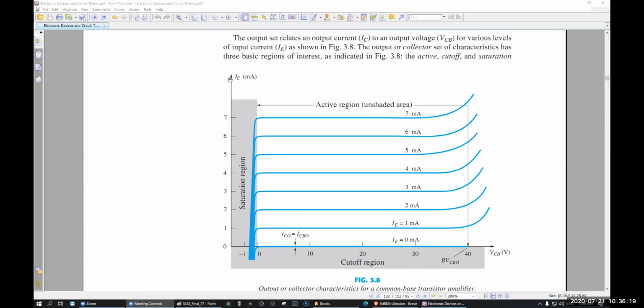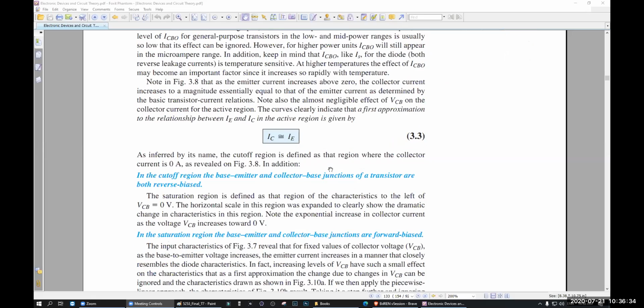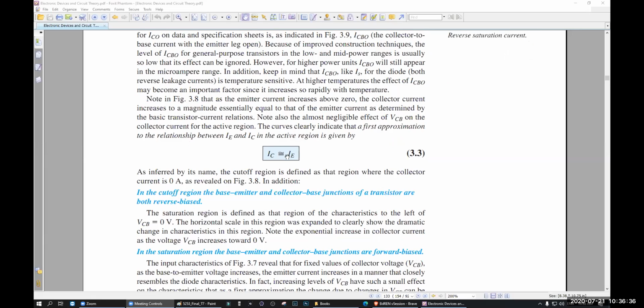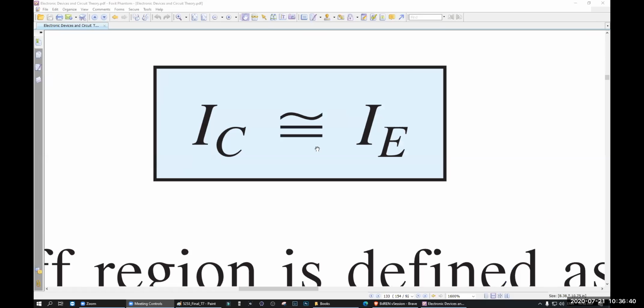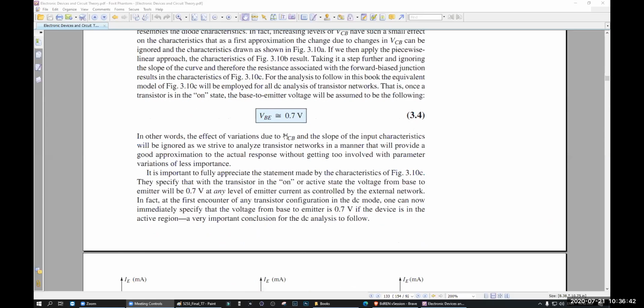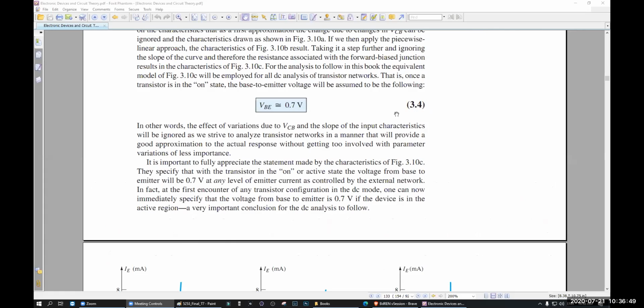Here you have IC, here you have VCB, because common base, that means collector to base voltage, and these are actually your IE. Okay. By the way, here they said IC is almost equal to IE. You can call it, no problem. And VBE is always 0.7. Okay, understood? VBE is 0.7.